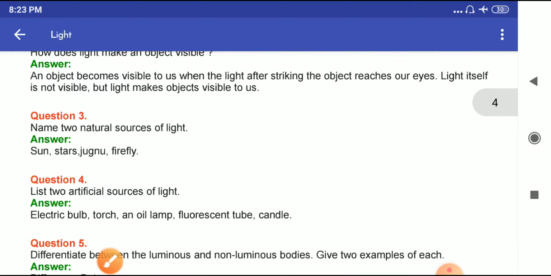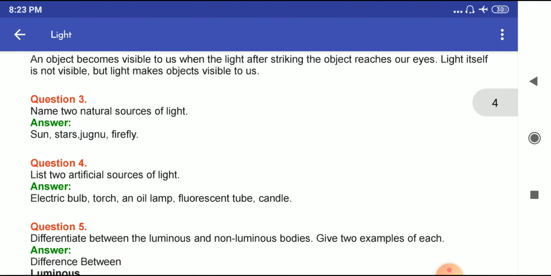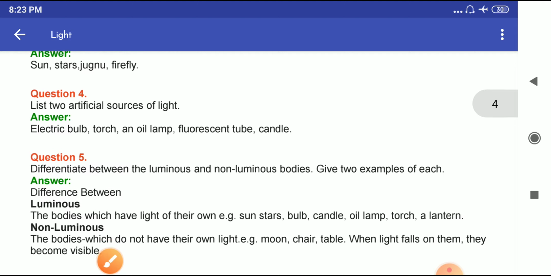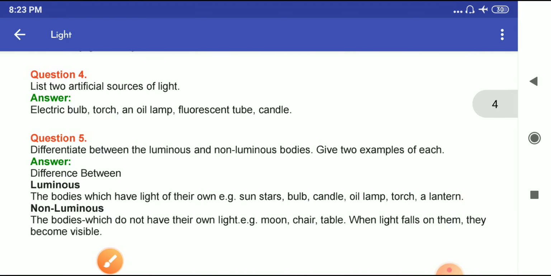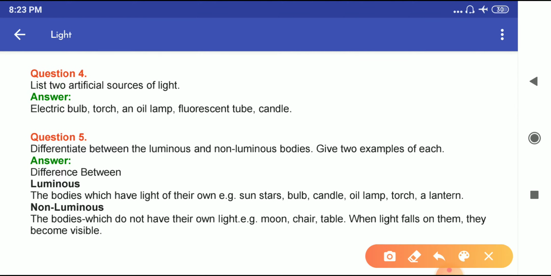Question number 3, name two natural sources of light: sun, star, jugnu, firefly. These are the natural sources of light. You can write any two. Fourth is, list two artificial sources of light: electric bulb, torch, neon lamp, fluorescent tube, candle.